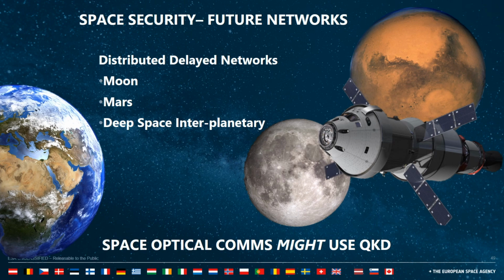Okay, why are we looking at this type of things? Well, space security is important for the networks. We're looking at distributed delay networks. We're looking at networks to the moon, networks to Mars, networks to deep space interplanetary missions. We're even trying to figure out how networks look when we do asteroid mining. Space optical communications might use QKD because of the distances involved, and that we have the optical communications links anyway.